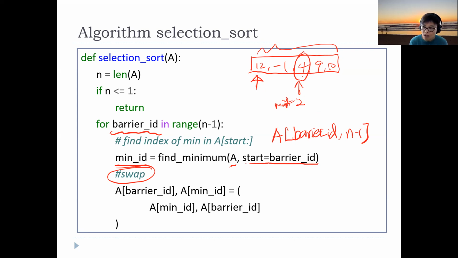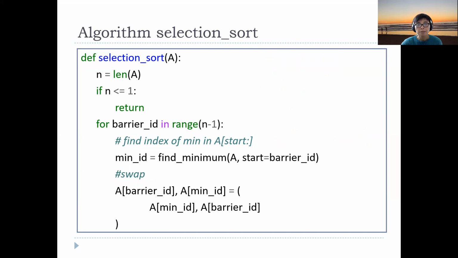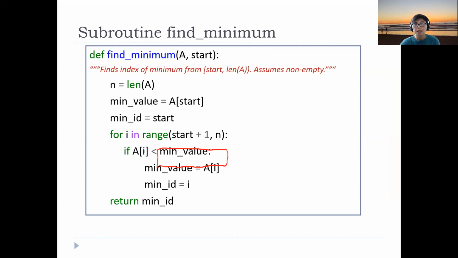Then after that, we move up the barrier ID by 1 to the next, and so on, and then repeat. So this is exactly the procedure we described earlier. Now, of course, here to find the minimum, I'm calling another procedure. As we said, this procedure simply finds the smallest. This procedure finds the index of the minimum from the portion of the array within the range from the start ID to the length of it, till the end.